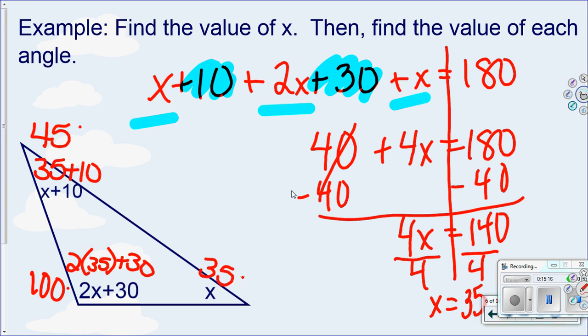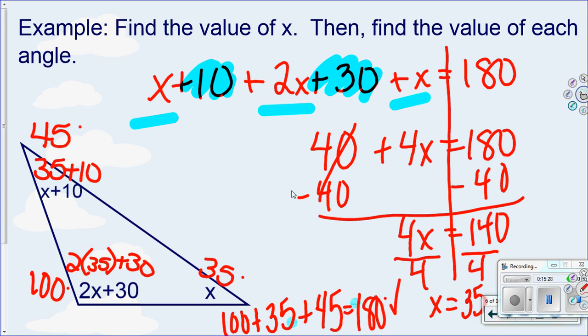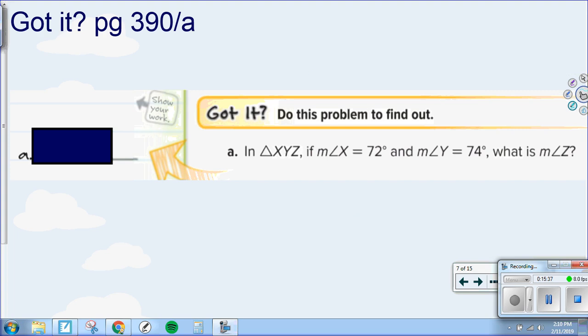Is there a way for me to check my answer to make sure that I'm correct? Add them all up. 100 plus 35 plus 45 equals 180 degrees, which we know is correct. If I get something higher or lower than 180, I know that I did something wrong and you should go back. Turn to page 390, do letter A. 34 degrees is correct. You do 180 minus 72 minus 74 to get 34 degrees.